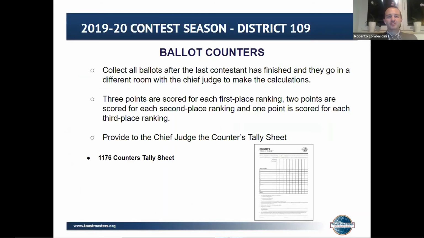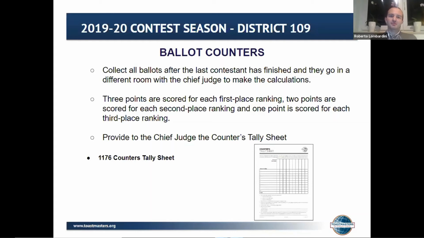Let's move to the last two roles. Ballot counters are the people who have to collect all the ballots when the last contestant has finished. They are driven by the chief judge, so they follow the chief judge to a different room and do the calculation. They just go to each judge to collect the ballot.